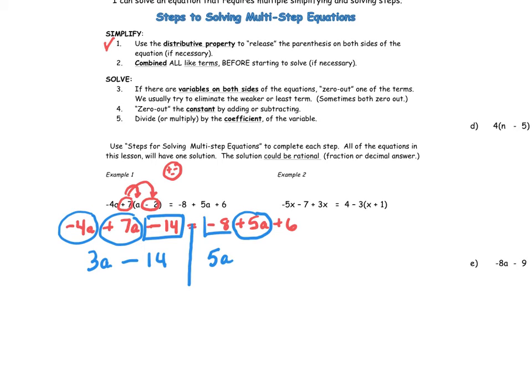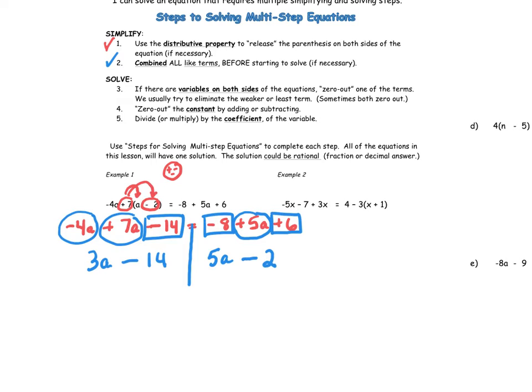And now I have a negative 8, and this plus 6, I'm going to look at like it's a positive 6. So negative 8 plus positive 6 is negative 2. Again, I strongly encourage you to use your calculator. So now we've combined all the terms on the right side and all the terms on the left side. They cannot cross over that line.